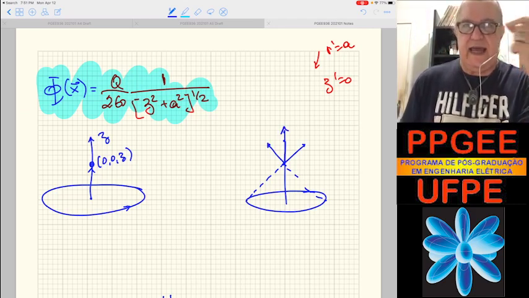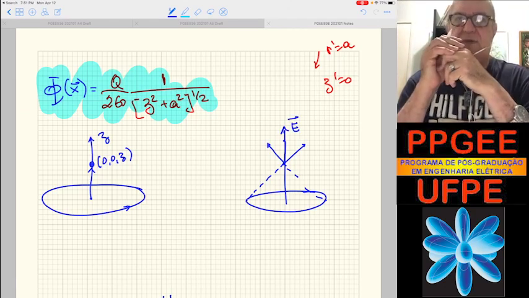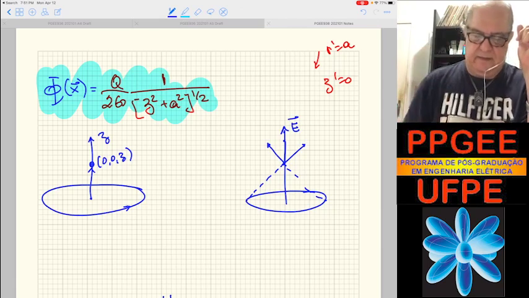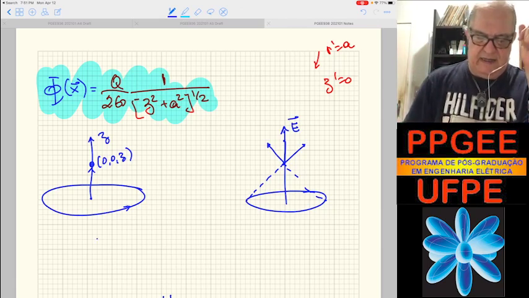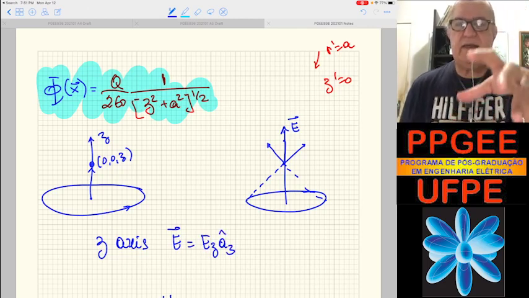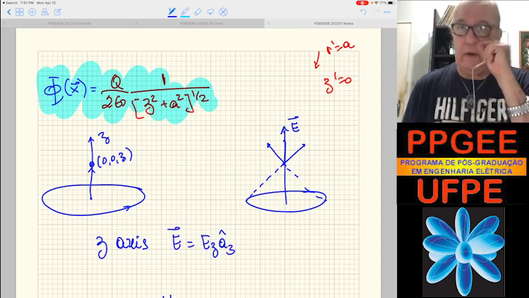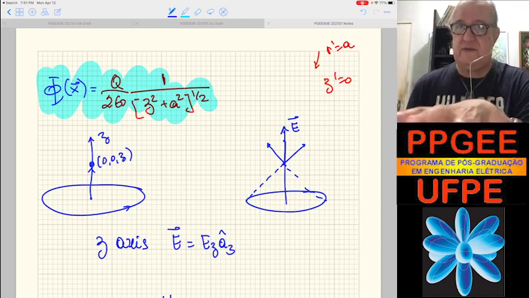So on the z-axis, the E field points parallel to the z-axis, right? So on the z-axis, E equals E of z az. That's only true because the charge is uniformly distributed. Other distributions would not give that result, okay?